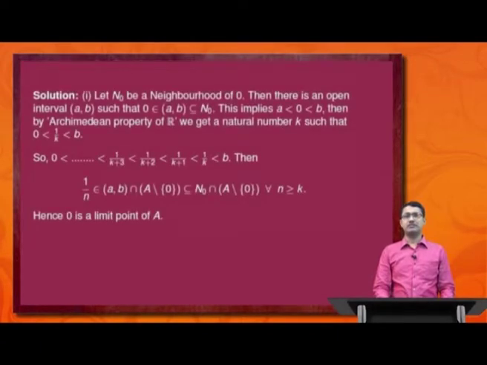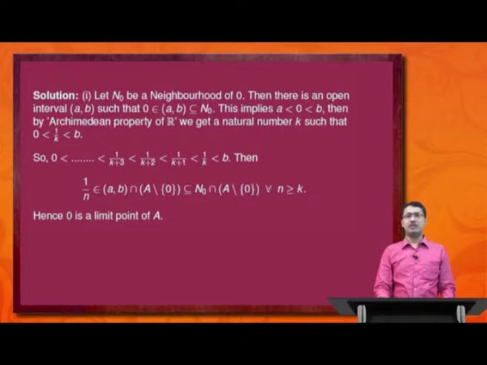For solution 1, let N_0 be a neighbourhood of 0. Then there is an open interval (a, b) such that 0 belongs to the open interval (a, b) and that open interval is a subset of N_0. From the definition of the neighbourhood, we always get an open interval satisfying this condition. Then a is strictly less than 0 and 0 is strictly less than b. By the Archimedean property of R, we get a natural number k such that 0 is strictly less than 1/k and that is strictly less than b.